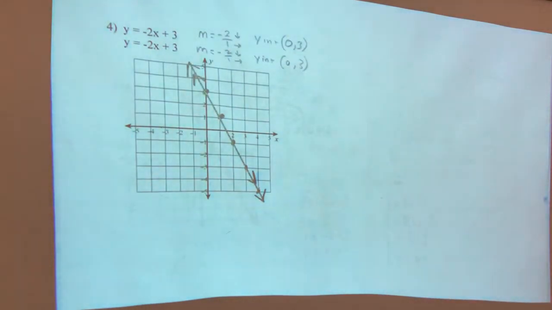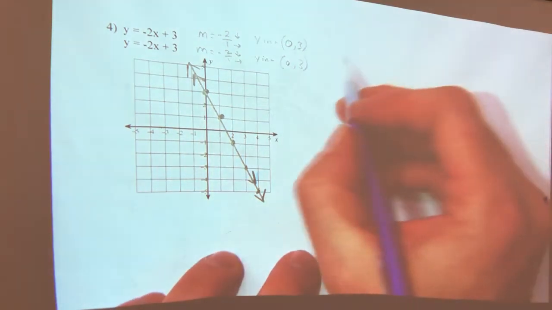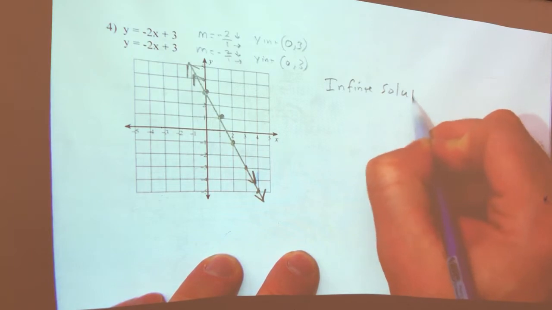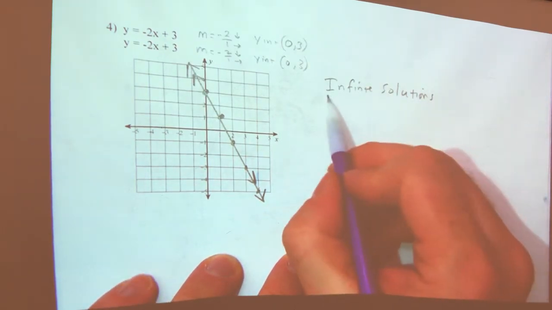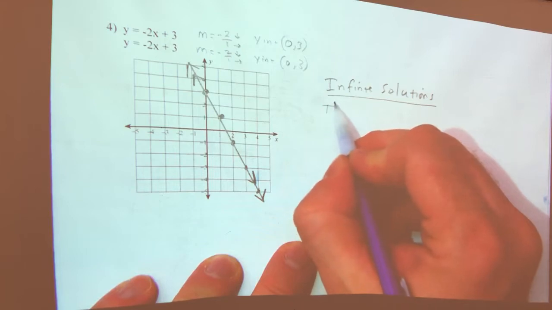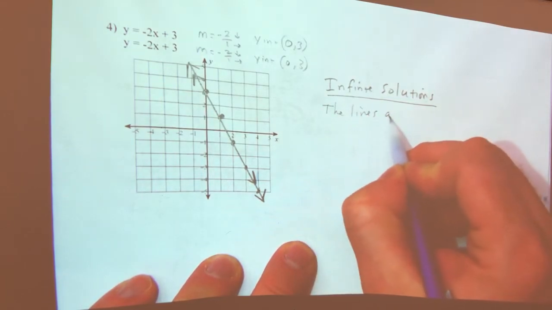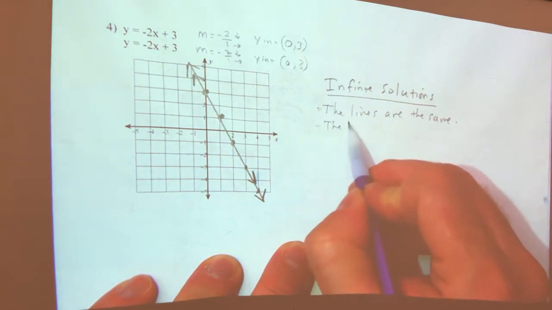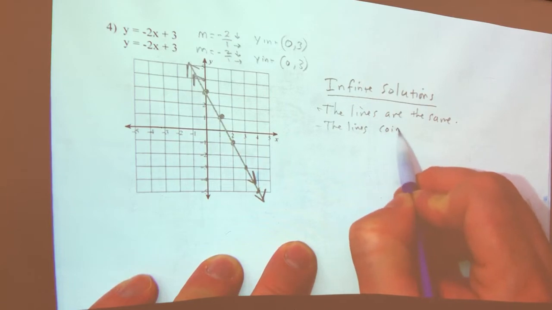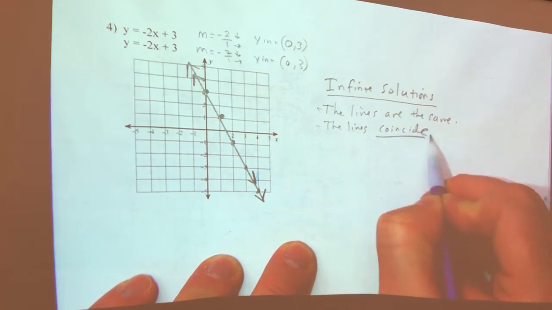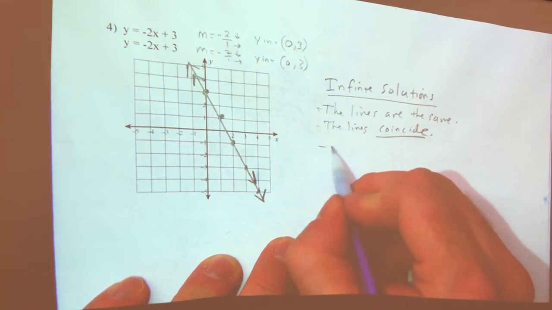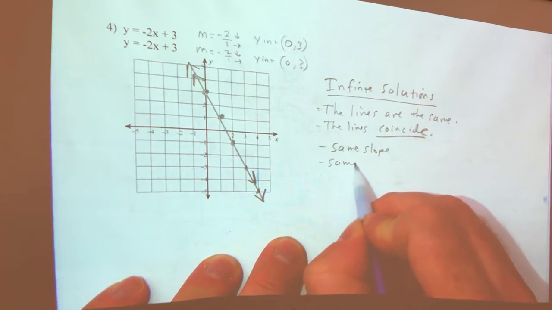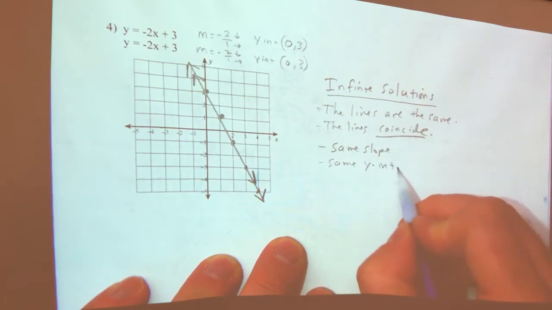That word is called coincide, meaning that they're right on top of each other. And so we call this infinite solutions, or infinitely many solutions. It means every point is a solution. And so the lines are the same, or you could say the lines coincide, a word that is often used, and just means they're the same line. And so we could see they have same slope and same y-intercept. So of course they're exactly the same.